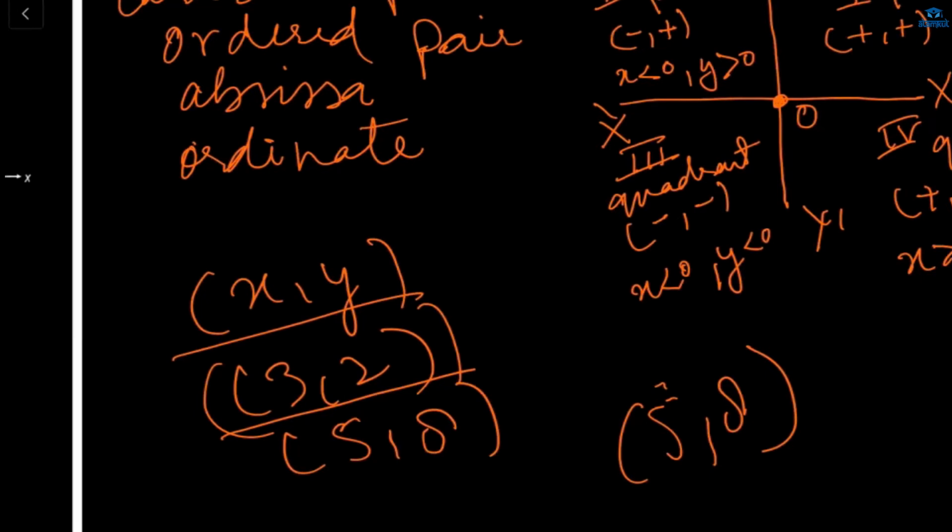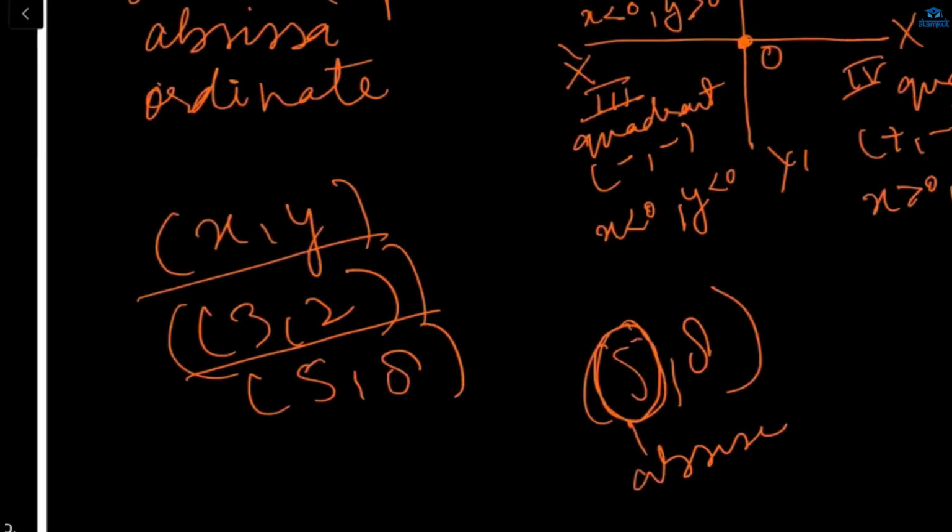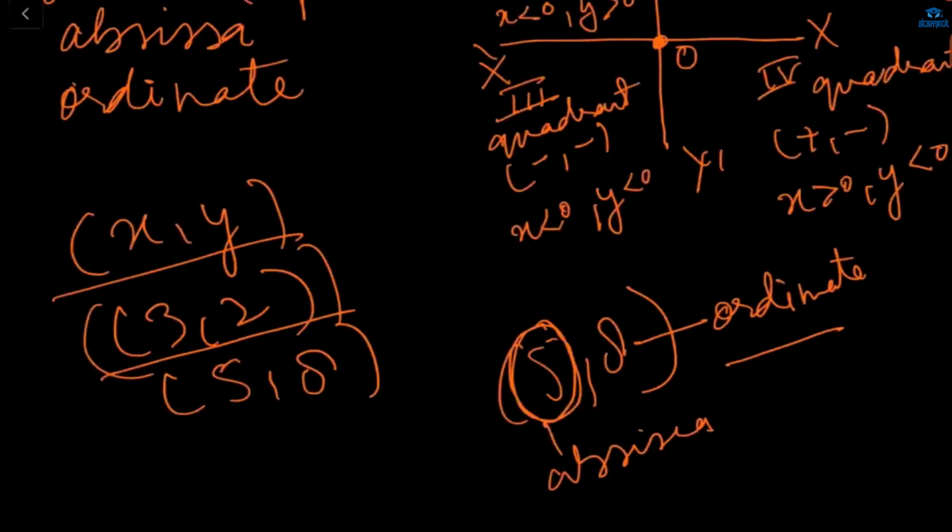Now, what is abscissa? The x point is called abscissa, and the y is called ordinate. Sometimes a question may ask you what the abscissa of this point is, or to find the addition of the abscissa of both the points. So you should know what abscissa is. The x is known as abscissa and the y is called ordinate.